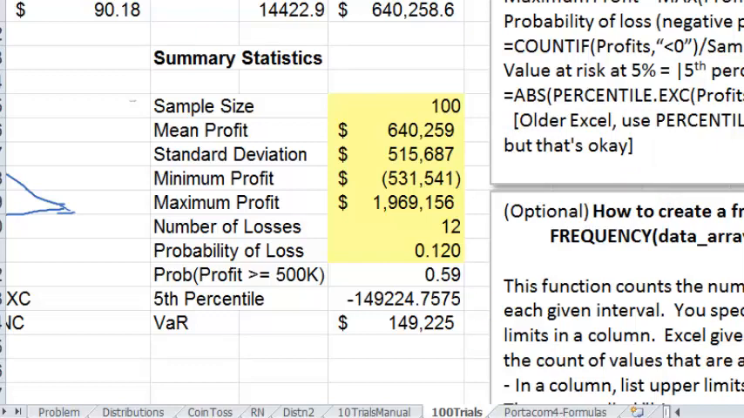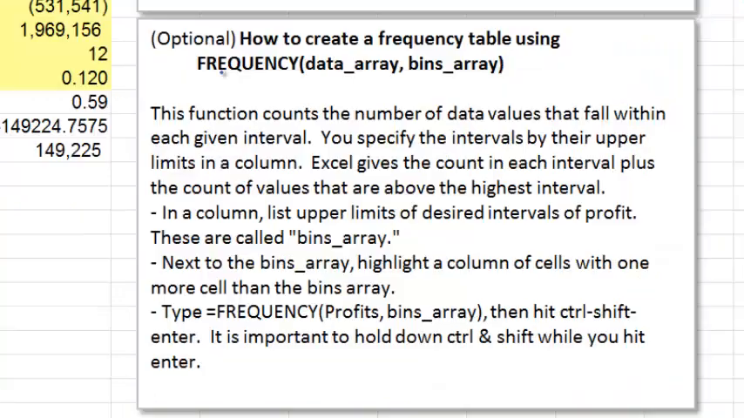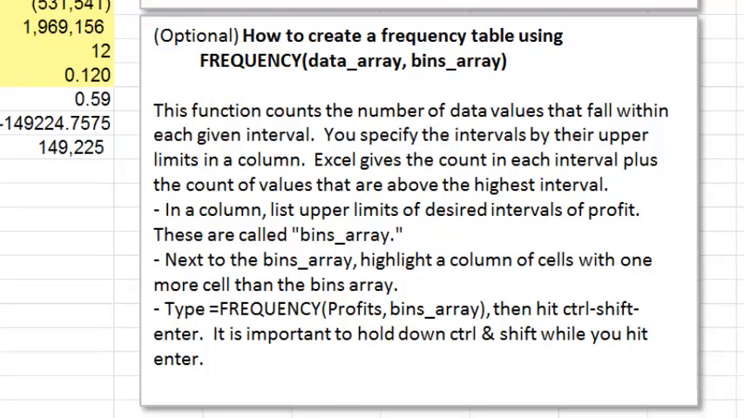Now, building the frequency table is optional, so you're not responsible for knowing it for assignments or the exam, but it's something good to know. So I'll show you how to build a frequency table for those people who are interested. The steps are summarized in this box.